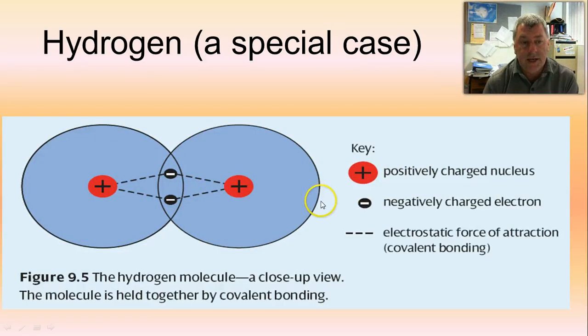Hydrogen is a special case because it's only got 1 electron in the outer shell, and it only wants to have 2 electrons in the outer shell. And so what happens is the electrons now move. Instead of whizzing around their nucleus, the electrons move and have a zone of probability that's between the two nuclei.